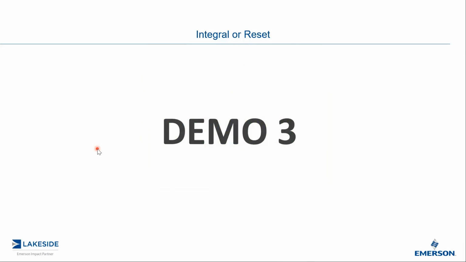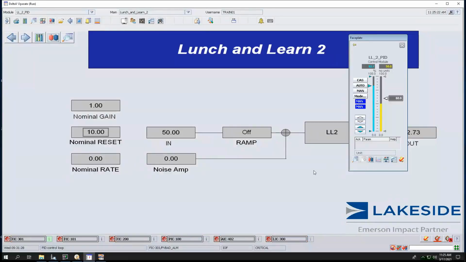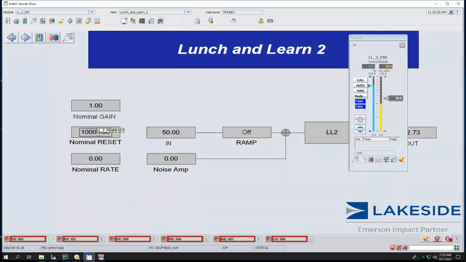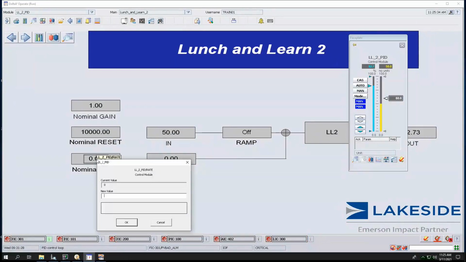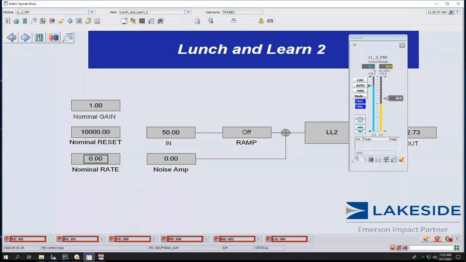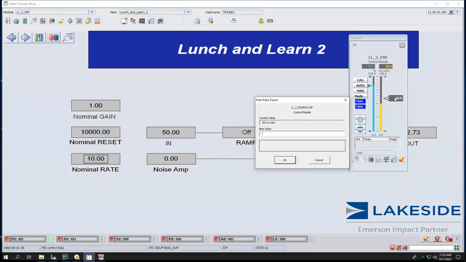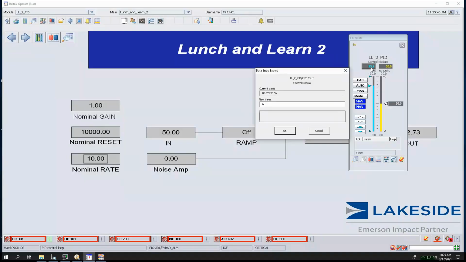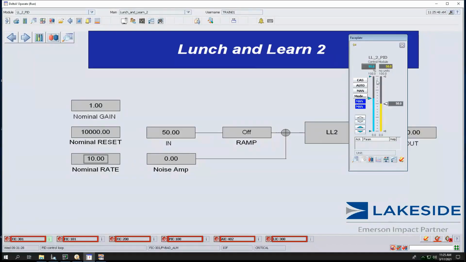So once again, we're going to do another demonstration here. I'm sure people are very excited about this. Okay, so now I'm going to change this back to 10,000. I don't want any derivative, any integral action. And I'm going to put this to 10 seconds. I've got to change my set point back to 50%, put my output back to 60%, and I'm going to put this in automatic.